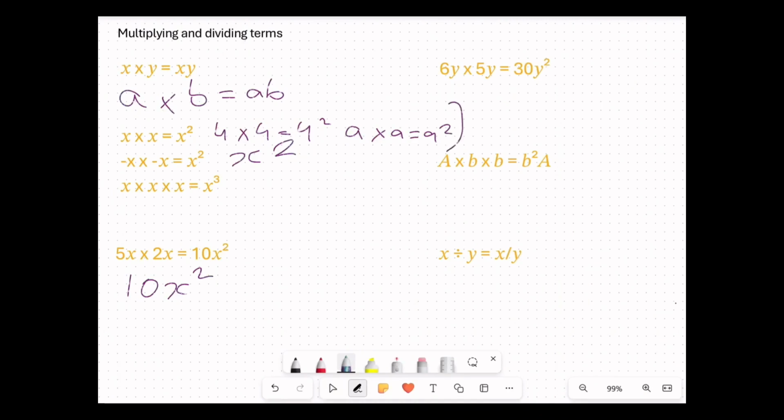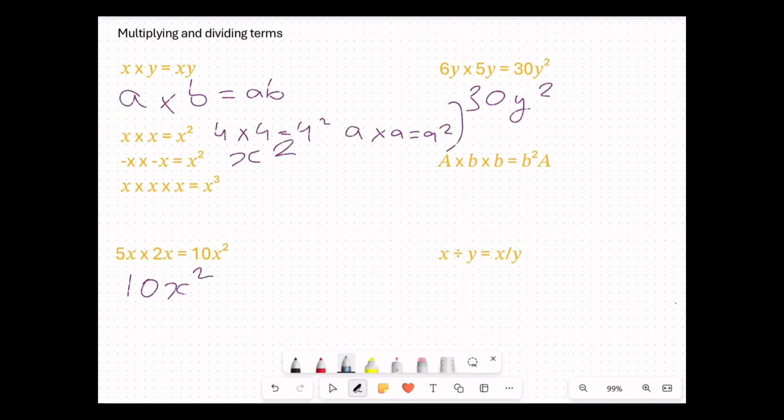Over here we have 6y times 5y is 30y squared. 6 times 5 is 30. y times y is y squared. This is again very easy.